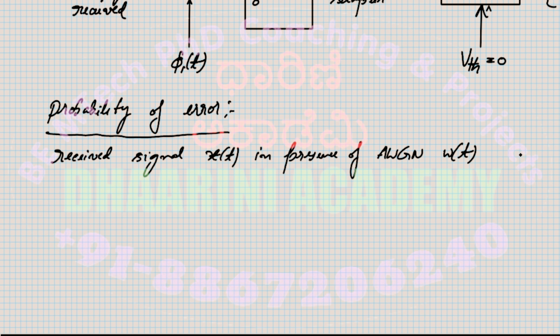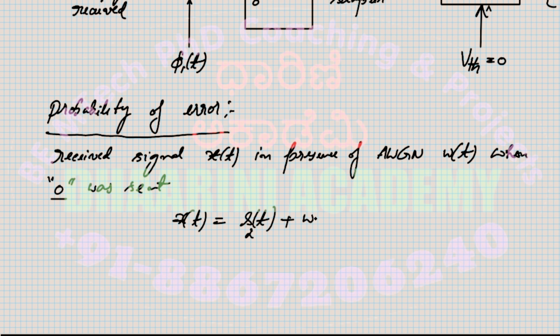Let us say symbol 0 was sent from the transmitter. So x of t is equal to, out of the two different message signals, one for 0 and one for 1. I think we denoted s2 of t for 0, correct? So what you are sending now is s2 of t. With that, the channel adds a noise component denoted by w, for 0 less than or equal to t less than or equal to T. Hope this is fine.